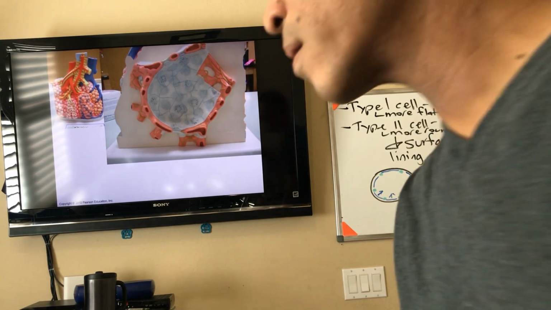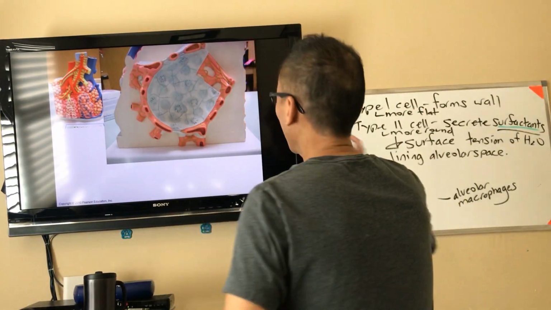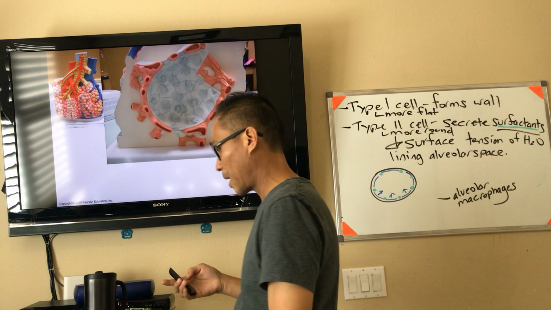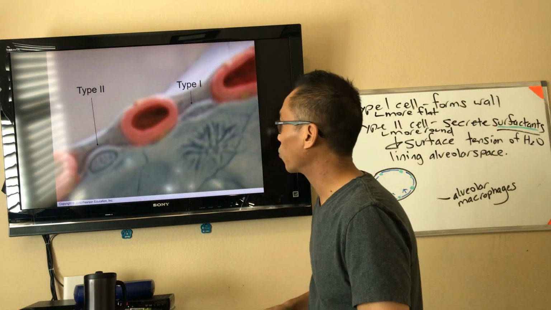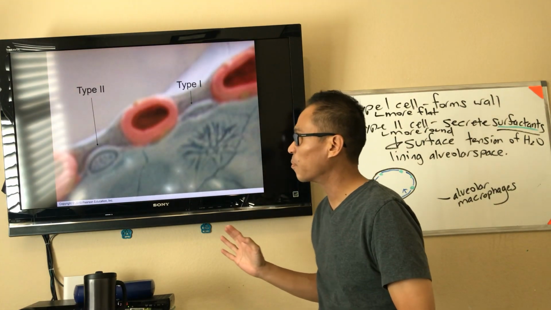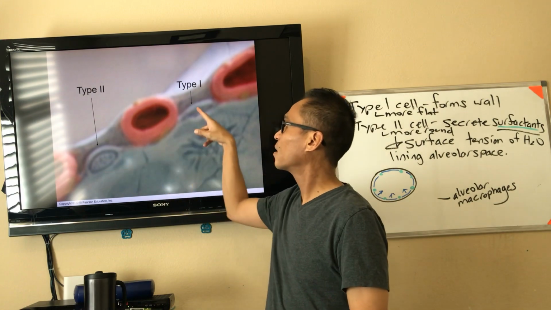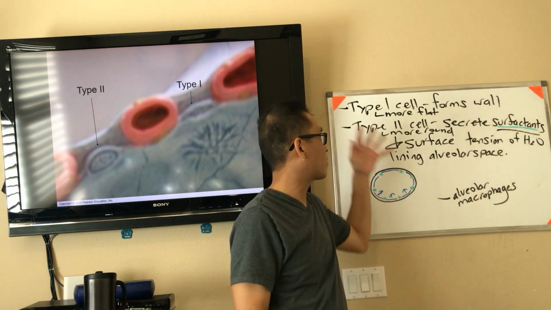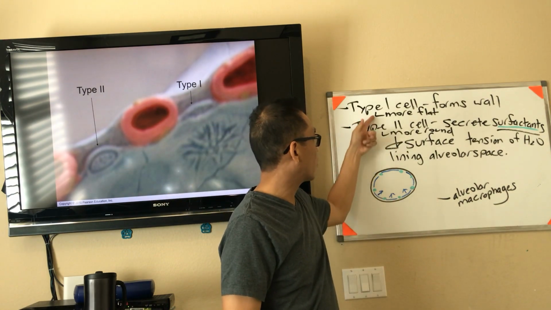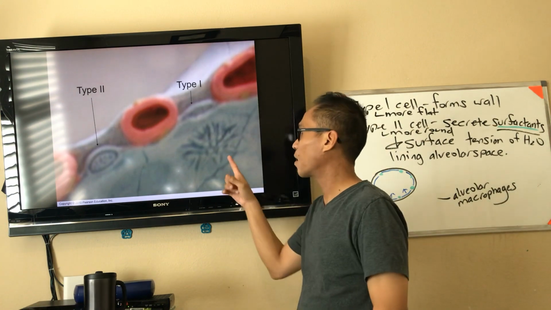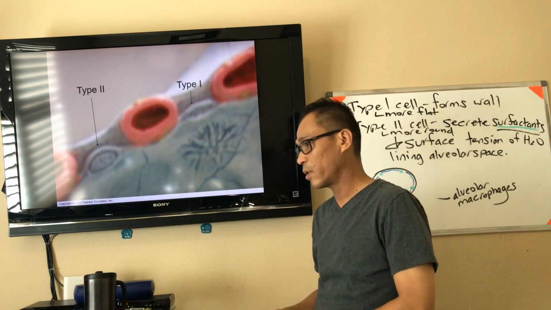All right, moving on. The whole more flat, more round thing. In this next slide, we can see how I really blew it up. It gets a little pixelated and blurry. The type 2 more round, type 1 more flat. Okay, to match those notes right there and right there. There's an alveolar macrophage, although I didn't label it.